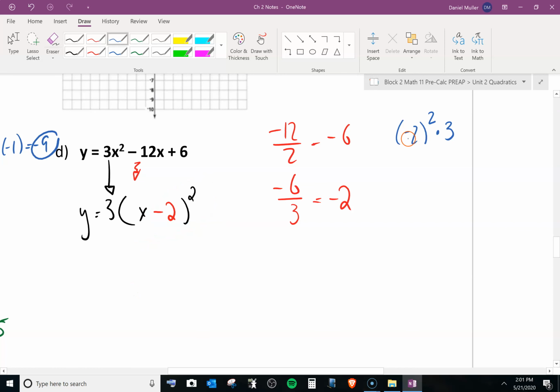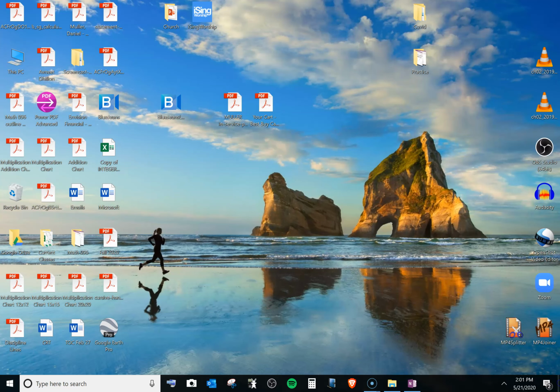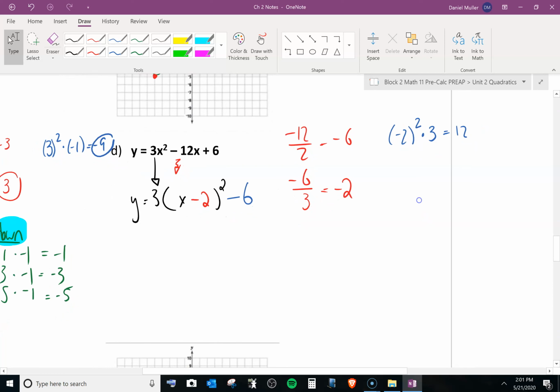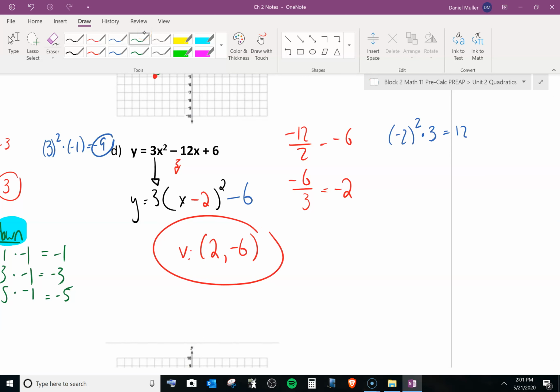Foiling it will get you a positive 4 times the number in front, so that'll get you a 12. So I'm at 12. If I actually FOILed all of that, I'd be at 12. But I need to get to 6, so I'll take 12, and if I subtract 6, I'll get there. So I need to minus 6. All right, so my vertex is change the number on the inside, positive 2. Number on the outside, leave it the same. That's my vertex.